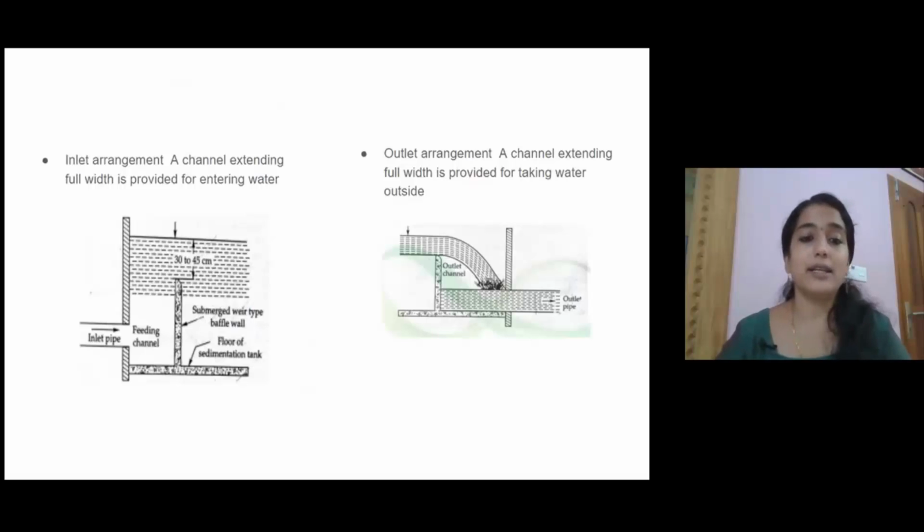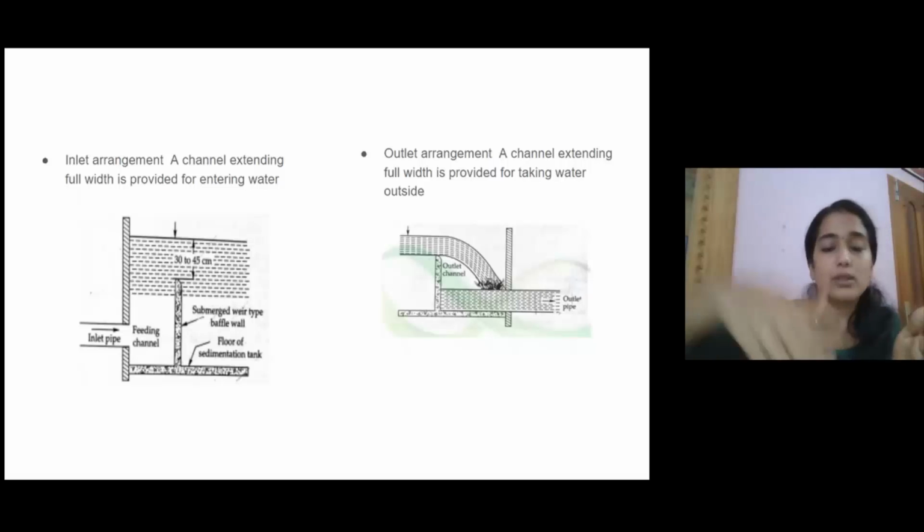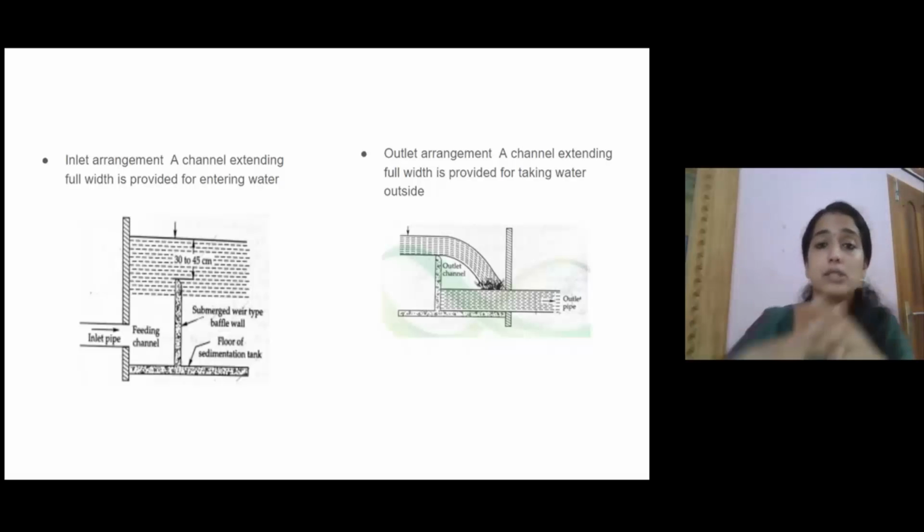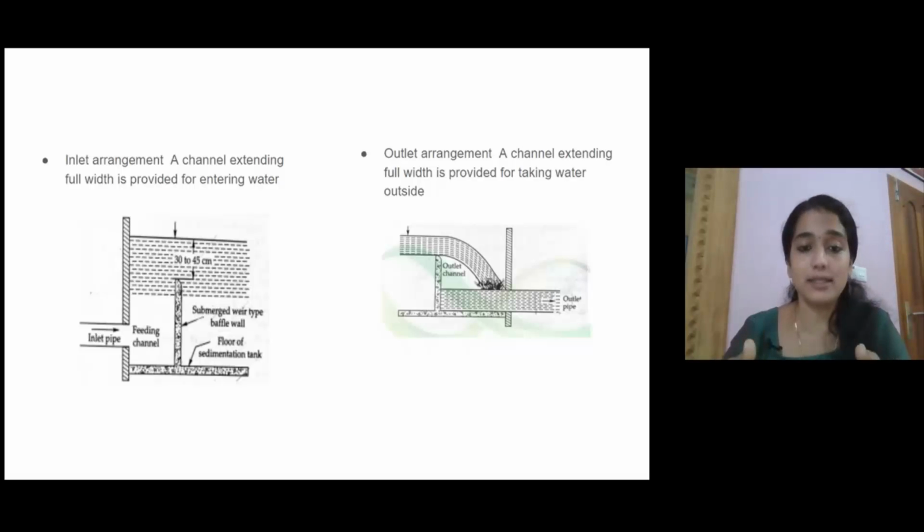Then next is the inlet arrangement. The inlet arrangement is shown in the figure, and a channel extending the full width is provided for entering water. That is, the inlet pipe is attached to the feeding channel that will be open throughout the width of the channel. This water is distributed over the width of the channel. This is provided in this way because we have to control the entering of the impure water into the sedimentation tank at a uniform rate and in a controlled manner.